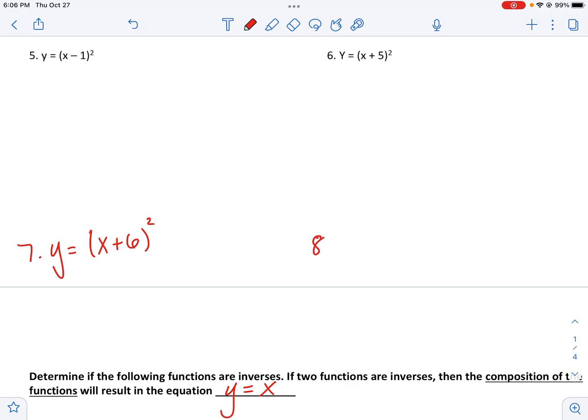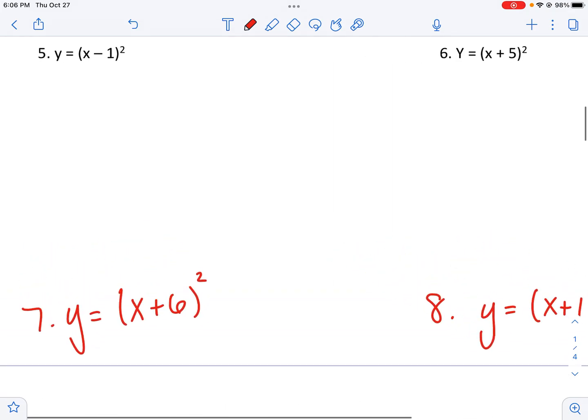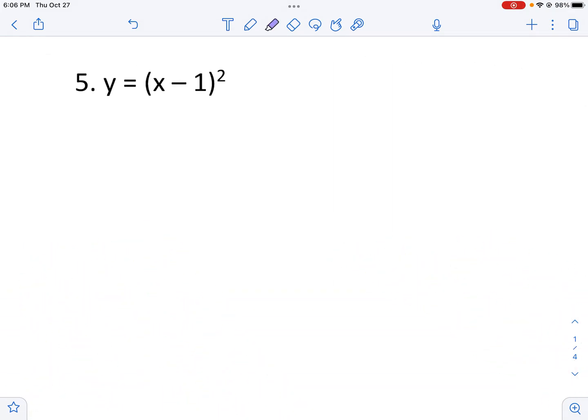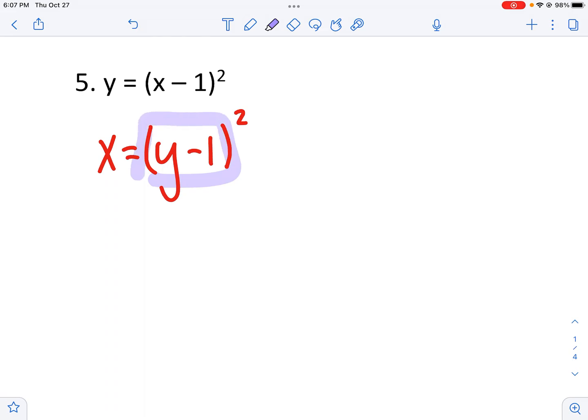Let me add in one more, and I'm going to add in a challenge problem. So if you want to challenge yourself, you can try 8. So number 5. The difference here is that everything is being squared. The major operation that's happening to everything here in parentheses is I'm squaring things. So when I rewrite this equation, if I want to get this y by itself, I have to undo everything going on with these parentheses, which means that first I should undo that square. I should square root both sides.